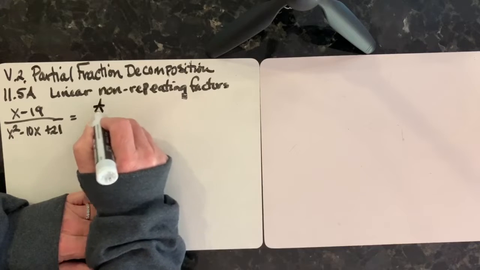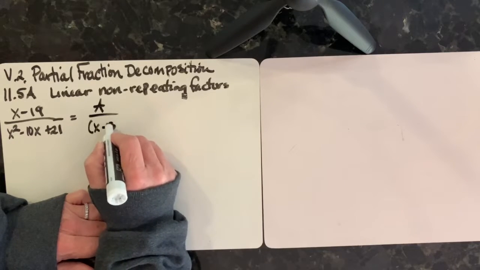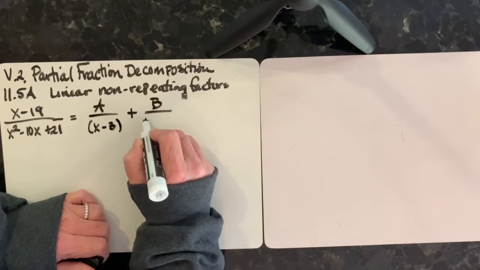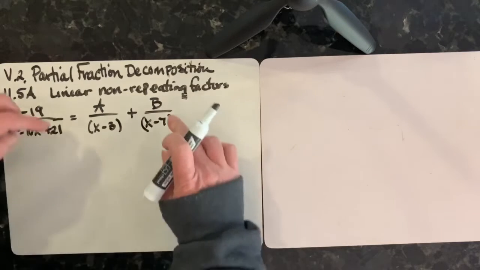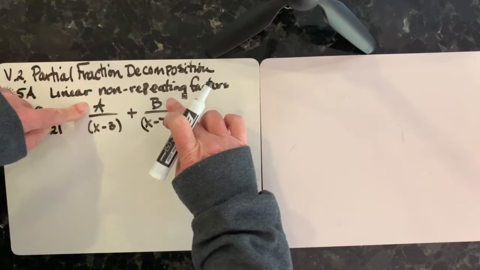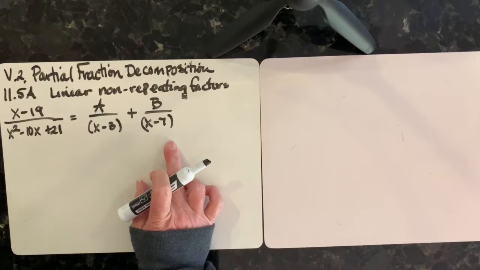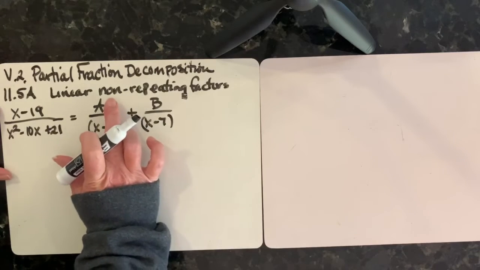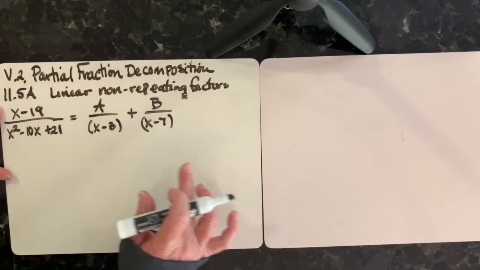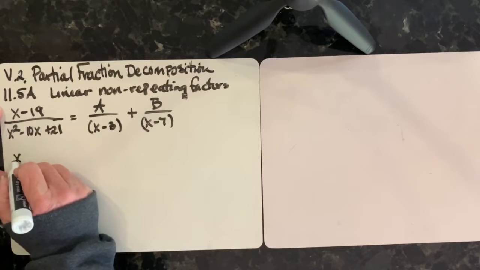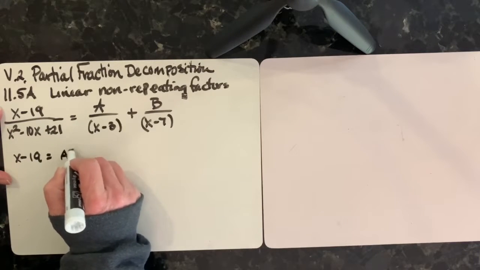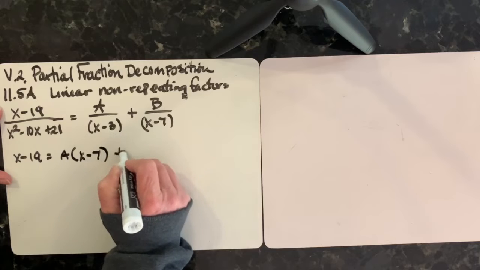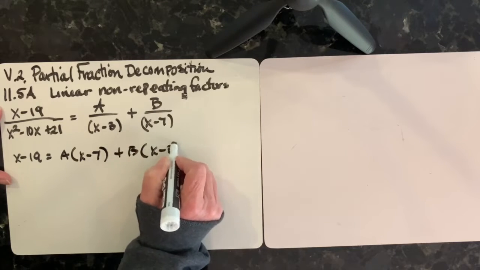So I've got a over, and I believe we have x minus 3 plus b over x minus 7. So we're looking for these two values. We've got linear non-repeating factors, right? So that tells us to put an a and a b up here. We're going to do a fraction bust. So then I get x minus 19 equals a times x minus 7 plus b times x minus 3.